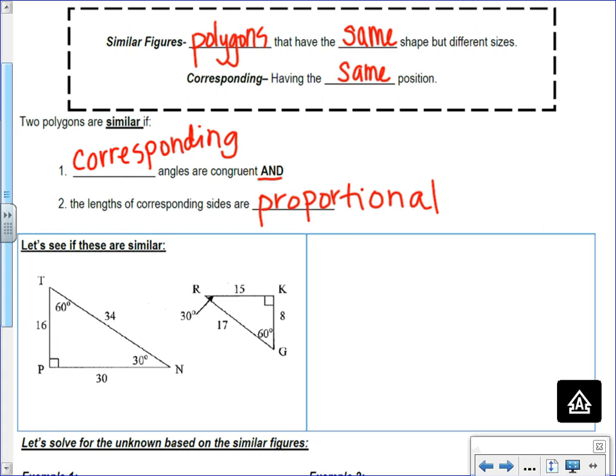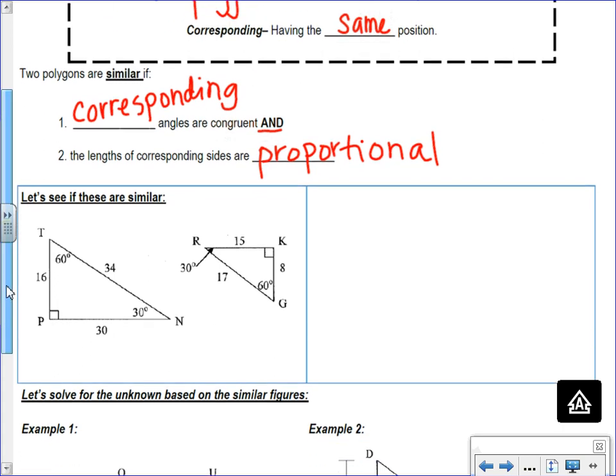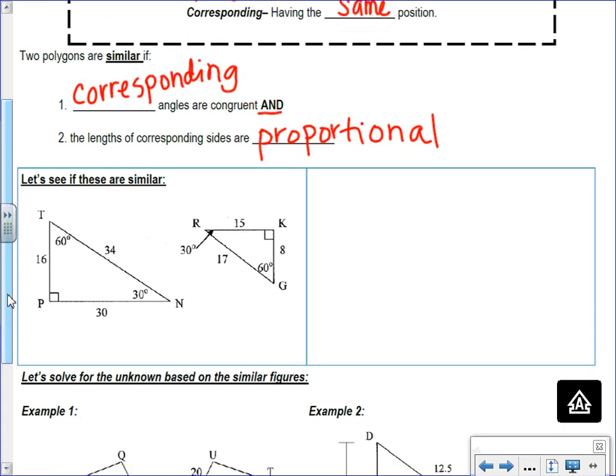Everybody with me? Okay, so what we're going to try to do today is figure out if this green triangle is similar to this blue triangle. Just by looking at it, they obviously look similar. They're the same shape, right? But to know if something's similar, they have to have corresponding angles that are congruent, and the length of the corresponding sides must be proportional.